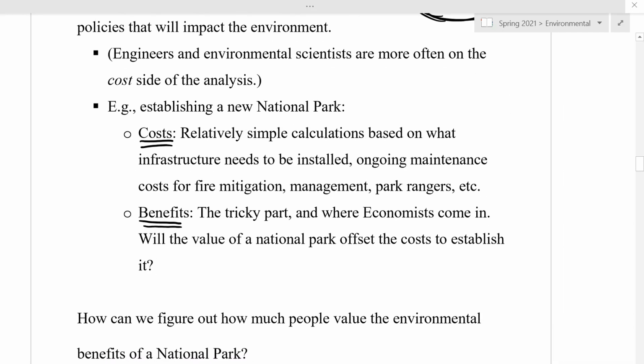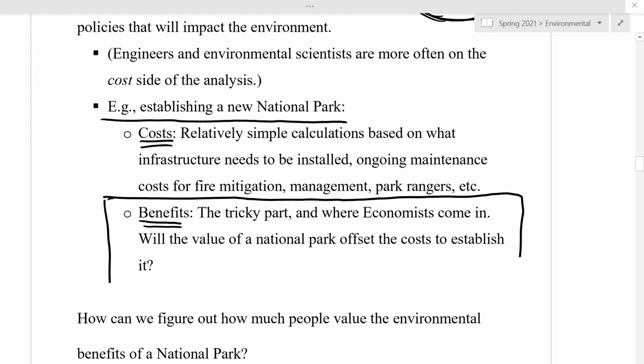So as we said, the cost of these sorts of things are relatively easy to calculate. Example, establishing a new national park. We can figure out how much that's going to cost based on the acreage, the land use types, the cost of labor for forest rangers, and so on and so forth, putting in roads. But the benefits, this is where economists come in.